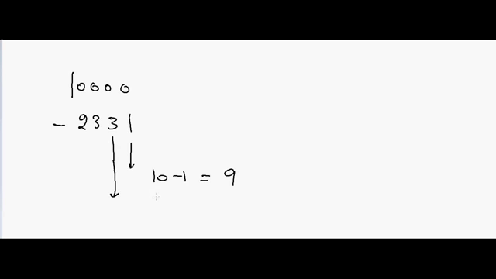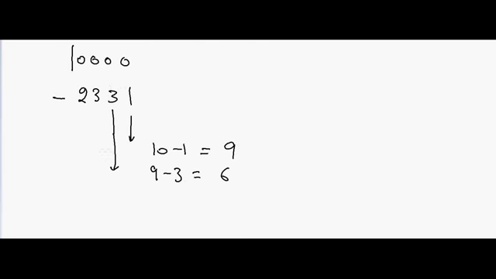The same thing can be done for larger numbers. Suppose I have 1, 2, 3 and 4, and want to subtract 2, 3, 3, 1 from it. In that case, first I take the 1. So 10 minus 1 is equal to 9, and I take the 3. So 9 minus 3 is equal to 6.